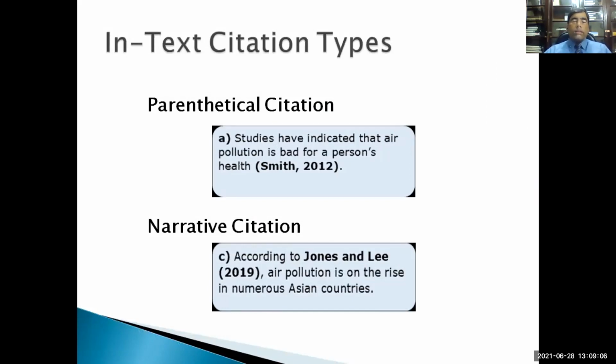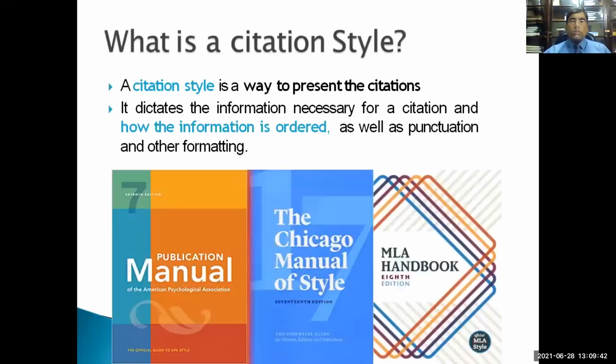Again, there are two types of in-text citation. The first is the parenthetical citation. Studies have indicated that air pollution is bad for a person's health, and then the in-text citation, Smith 2012. So you have given the author and the year. Then there is narrative citation. Sometimes you have to mention, like, according to Jones and Lee, so you add the authors' names, and then you give the year in parentheses. That is called narrative citation.